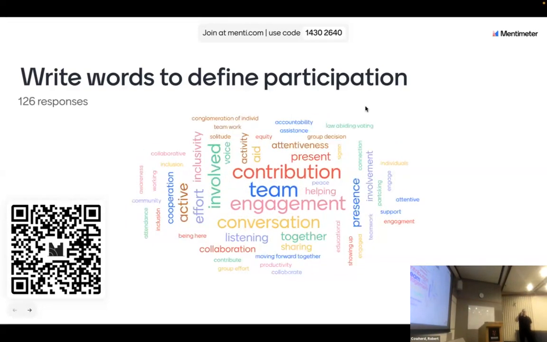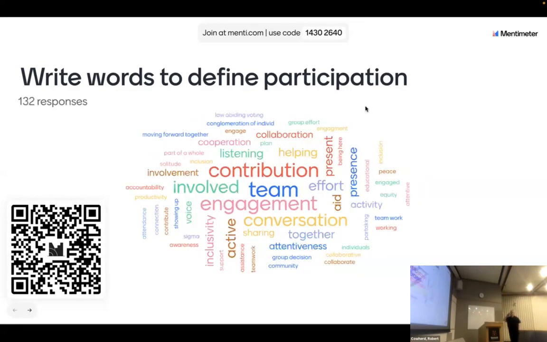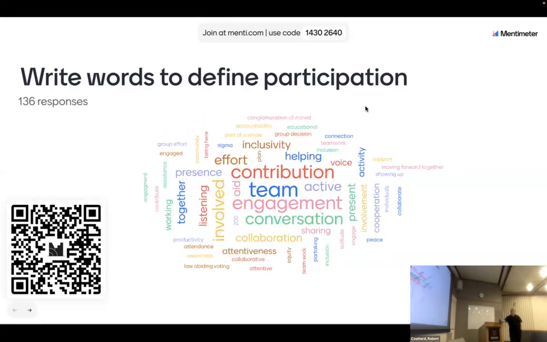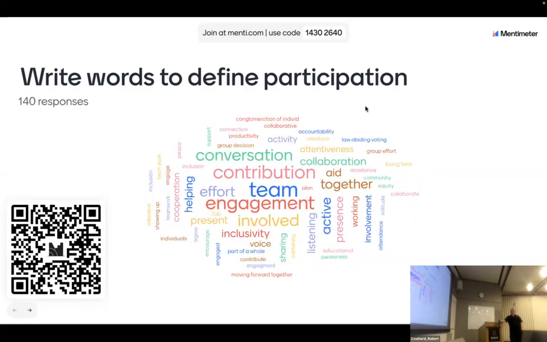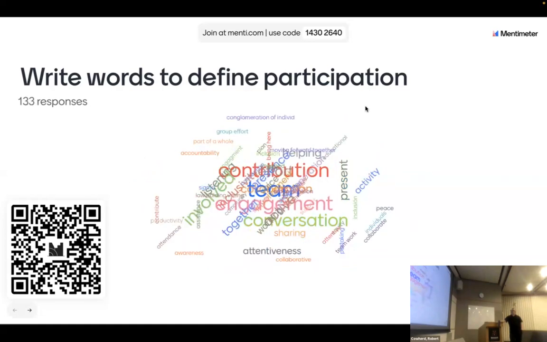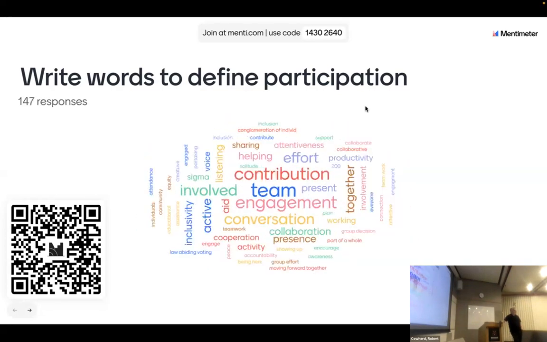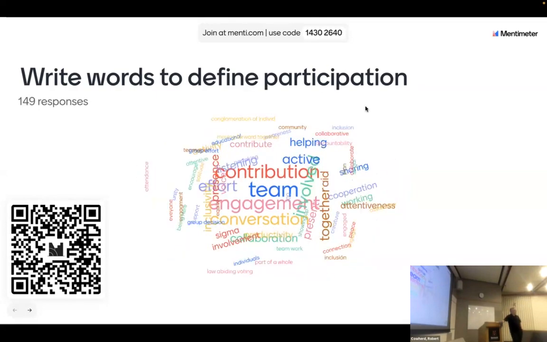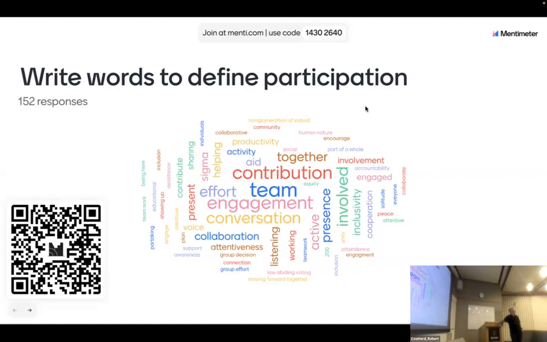You can put any amount of words, but at least 5, please. Team contribution, team engagement, involvement, together. The word together is important. Working, engagement, conversation. 8. Who wrote 8? Raise your hand. What do you think 8? How do you connect 8 with the word participation?